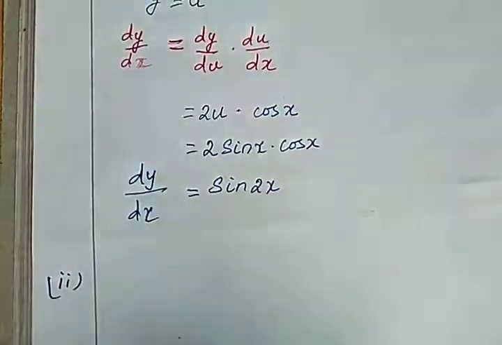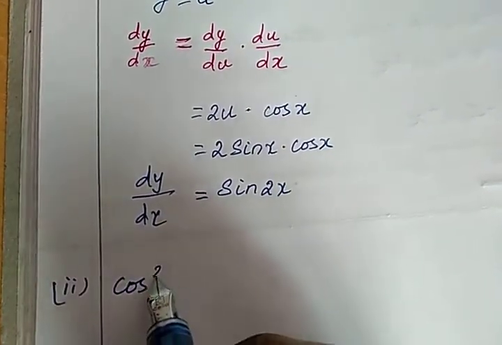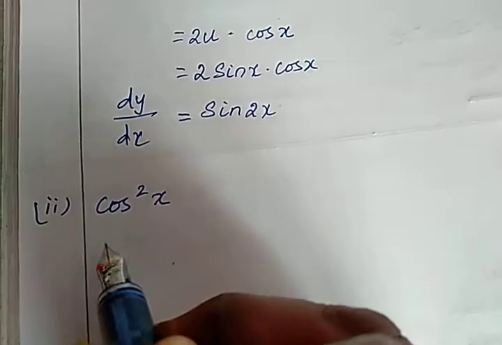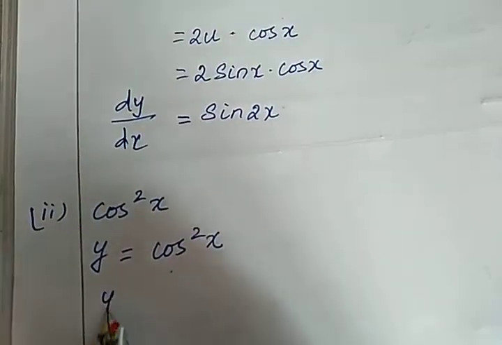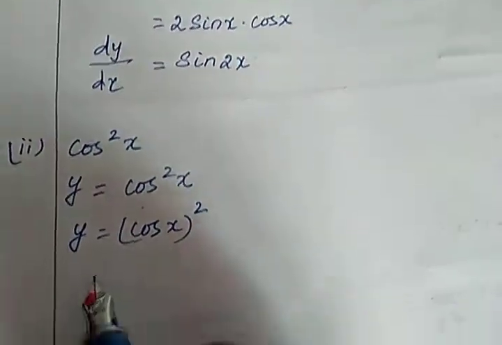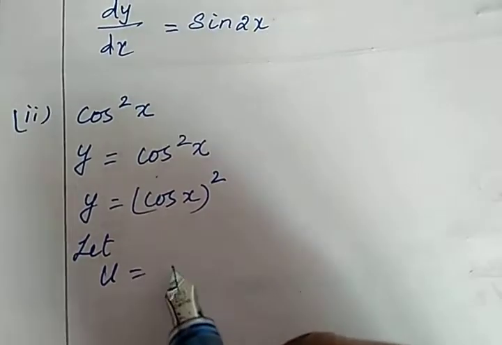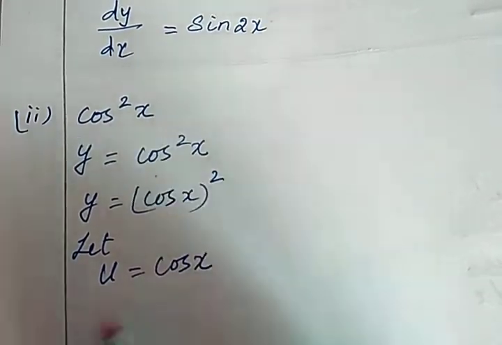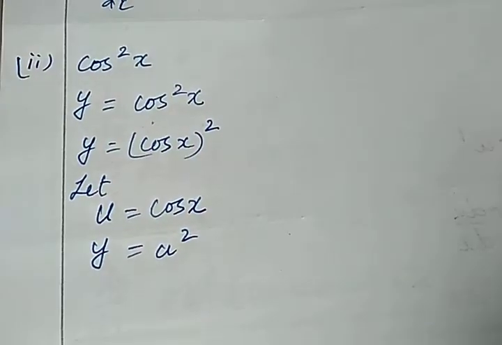This full Roman number will be based on this same formula. Clear? Cos squared x. What is your first step? We will keep y as cos squared x. Take square outside, so it becomes cos x the whole square. So let u equal cos x. So what will be y? Y will be u squared.